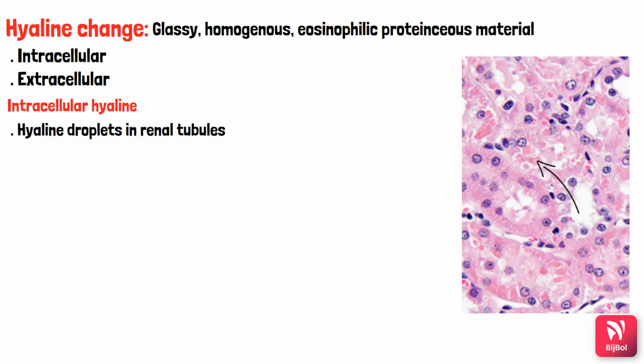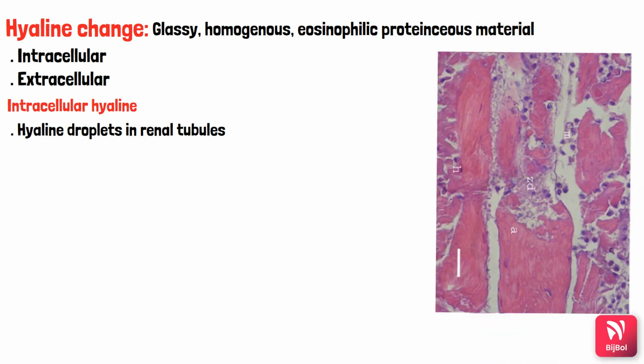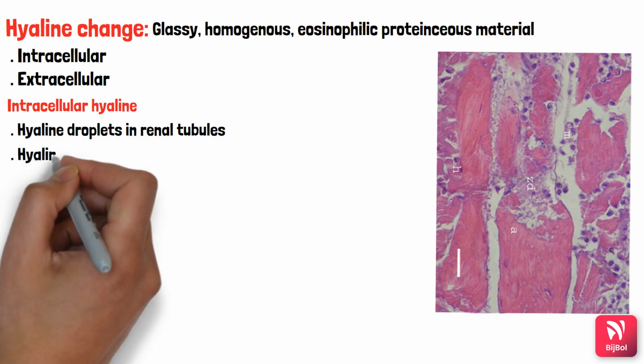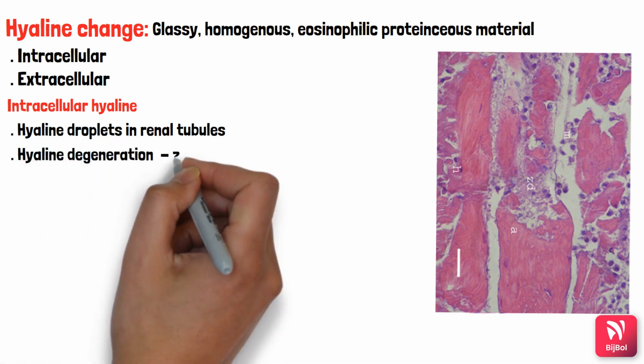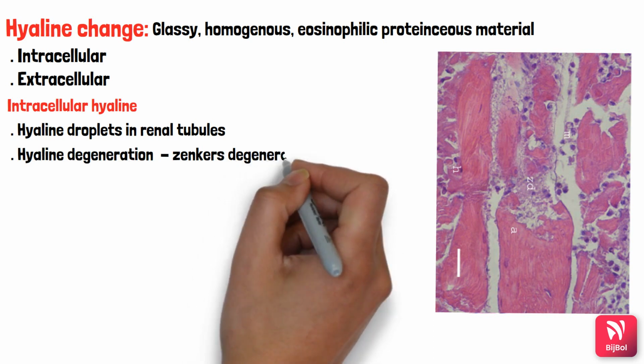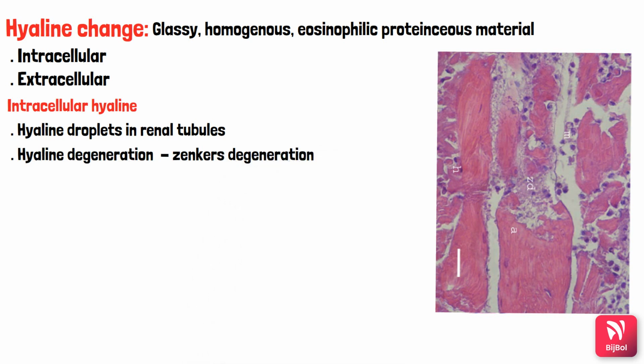And the next one is hyaline degeneration, which is seen in rectus abdominis muscle. So this is an abdominis muscle wherein it is undergoing hyaline degeneration. This type of degeneration is called Zenker's degeneration, which is seen in case of typhoid fever. Zenker's degeneration is seen in rectus abdominis muscle.